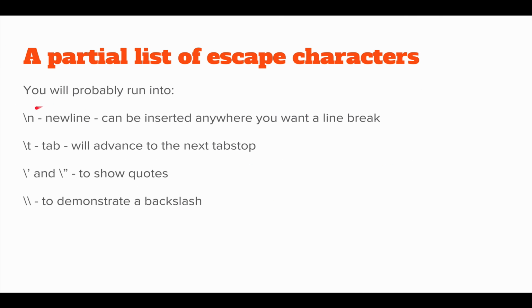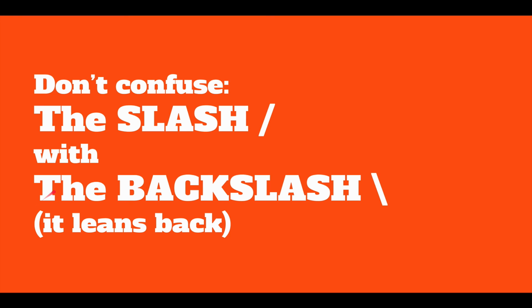There are other escape characters you might run into. \n is the new line. \t will create a tab. Of course, you've seen backslash single quote and backslash double quote. And then the double backslash, of course, creates a backslash. And by the way, don't confuse the slash with the backslash. The backslash, of course, leans back.